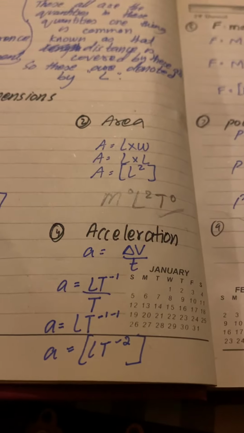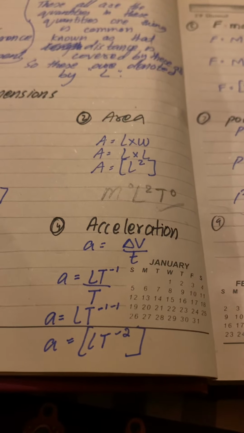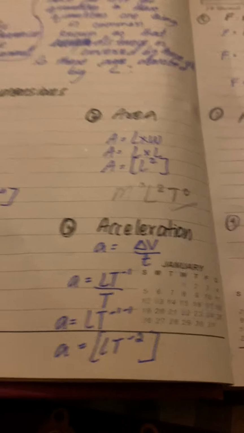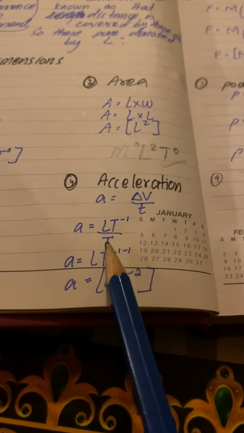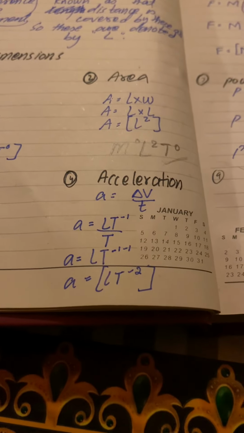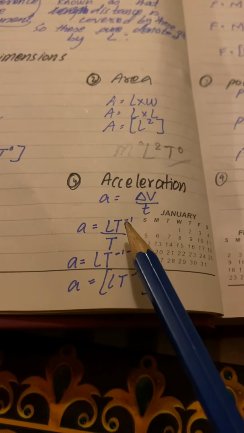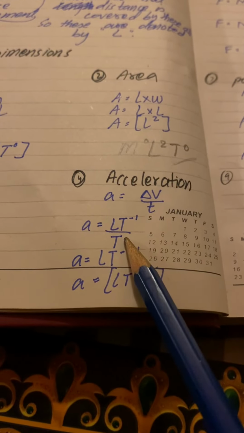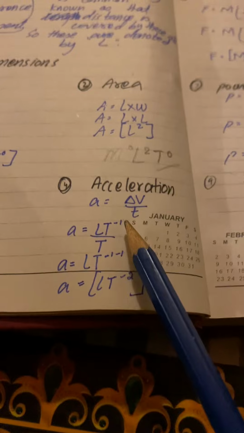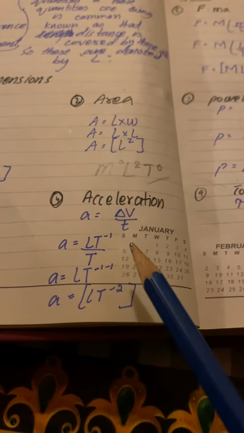Now this is the acceleration. Acceleration is equal to delta V upon T. As we know, delta V means velocity, and velocity is equal to LT minus 1. Here we divide by T, which is a capital T. The capital T in the denominator remains as T, and when it comes up to the numerator, the power will be negative. So LT minus 1 divided by T gives LT minus 2. The dimension of acceleration is LT minus 2.